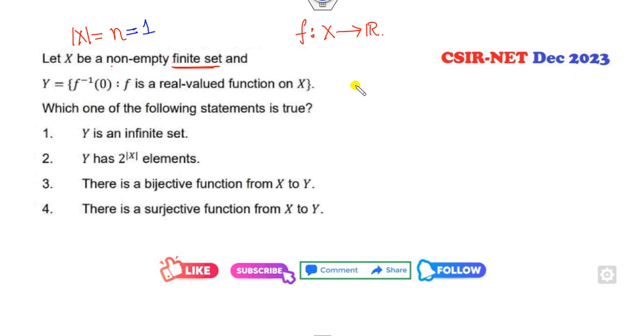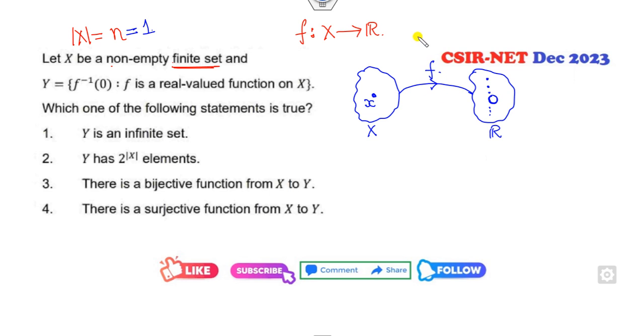Then F inverse of 0. So this is my X, this is my R. The cardinality is 1, so I assume this is my X. Cardinality of R, it has many values. So one element is my 0. Fine. And this value is my F. Then your first target is to find the F inverse of 0.